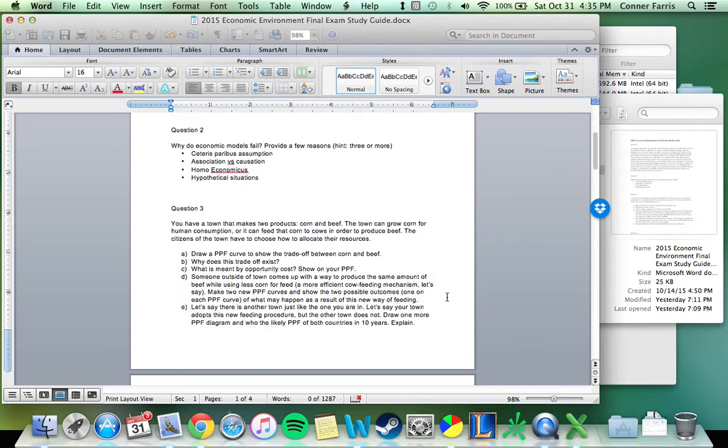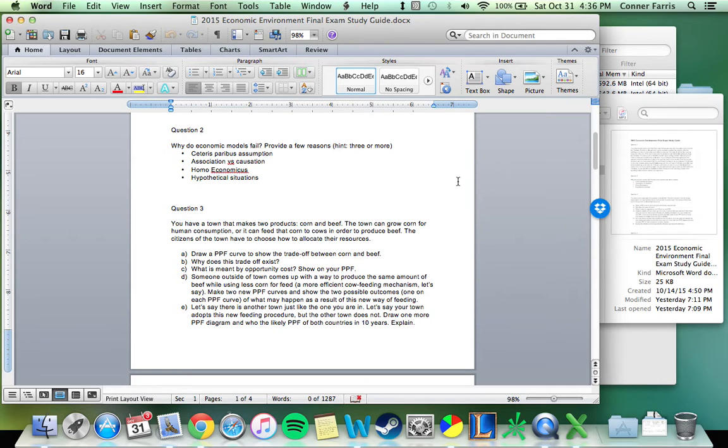Let's see, question 2. Why do economic models fail? Provide a few reasons. So I put 4 reasons here. You can use whichever reasons you want. Ceteris paribus assumption. Most things we've done in class, well, actually almost everything. So when we were doing demand and supply graphs, and we had these nice demand, and then we had a nice supply line, and we said, okay, well, somebody enters the market and sells more apples. What the heck happens? Okay, so we have a shift to the right of supply. Cool deal. Well, that's assuming nothing else happens in the market.